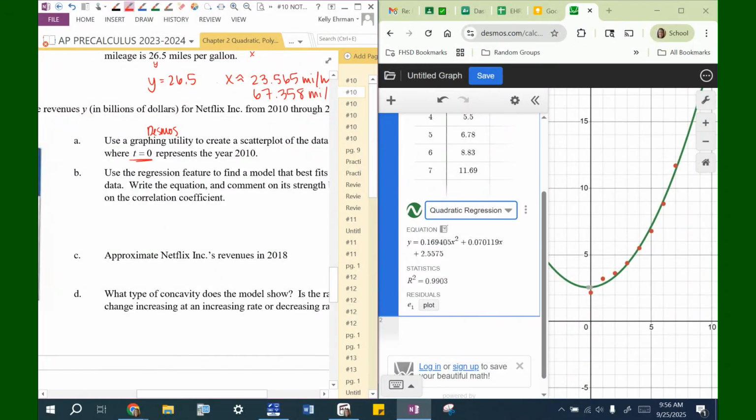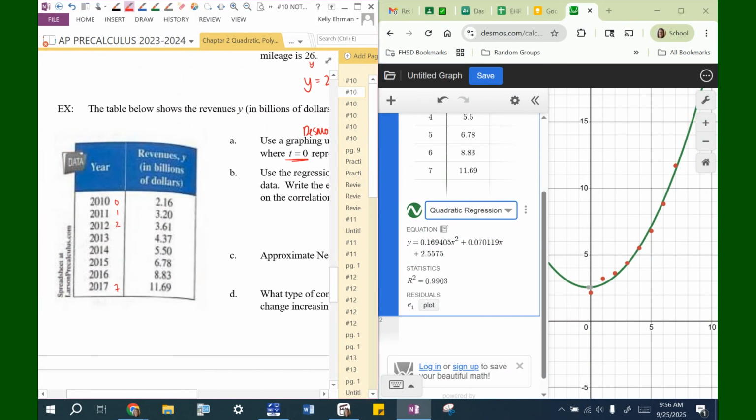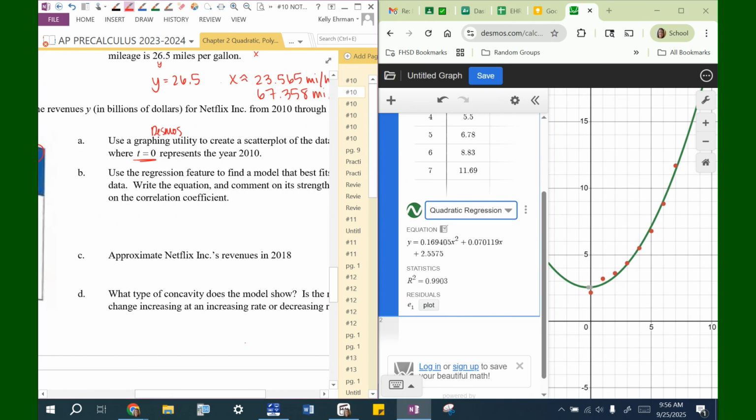So this is, let's see, variables. Revenue is still Y. Instead of X, I'm going to use T. So Y equals 0.169405 T squared plus 0.070119 times T plus 2.5575.